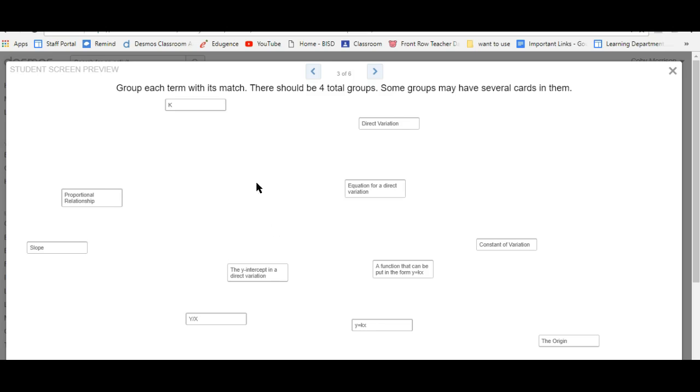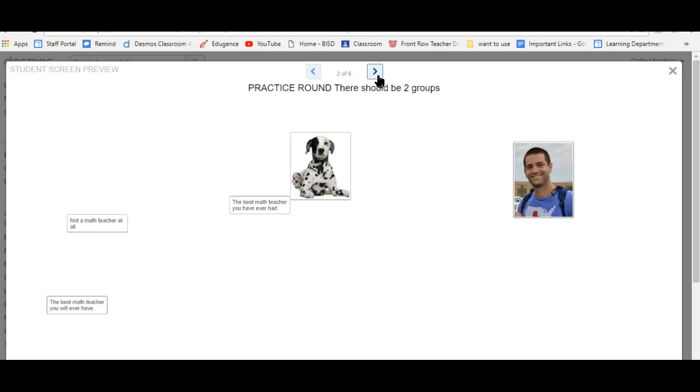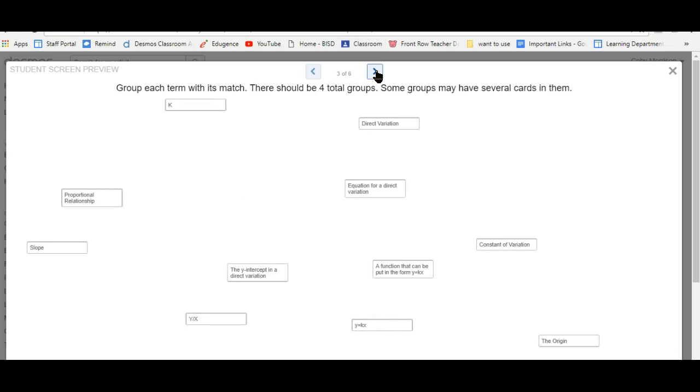All right, part 2 of your review was the Desmos card sort, all about direct variation. Best math teacher you have ever had will be this little Dalmatian here, right? All right, some vocabulary terms. We have to match all of these. Now, we should all mostly be done with this. You did it in class, but if not, let's just sort them out and find the matches.